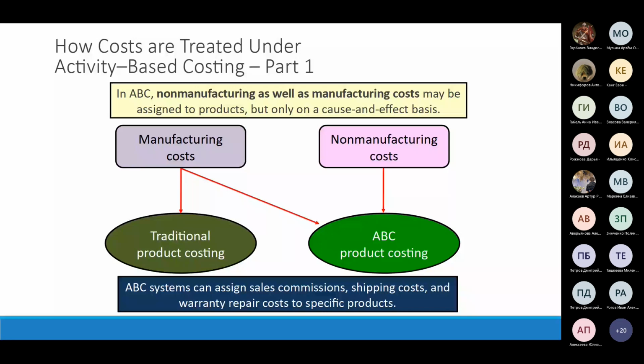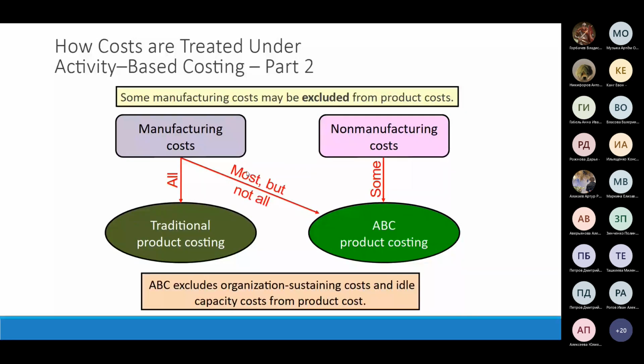So some manufacturing costs may be excluded from product cost. Under the traditional costing system, all manufacturing costs are included in the costing basis. Under ABC costing, we can exclude some manufacturing costs, for example, the cost of the idle capacity, because we don't use this equipment or this labor in the process.